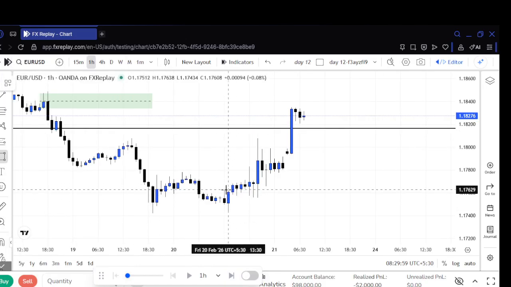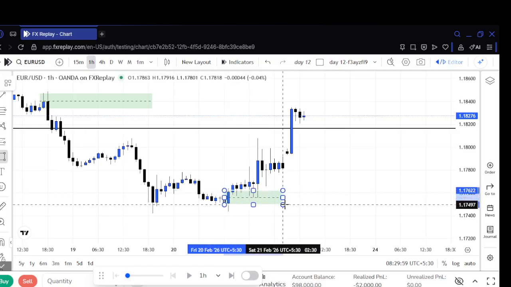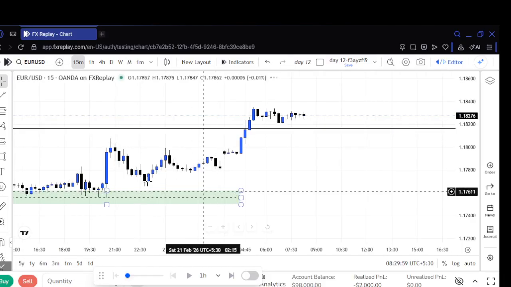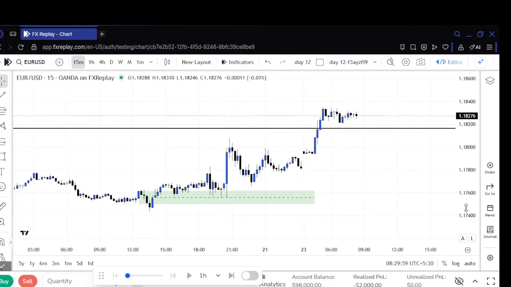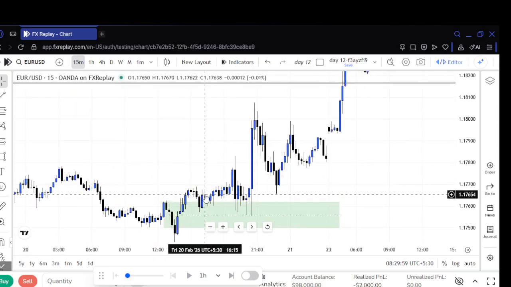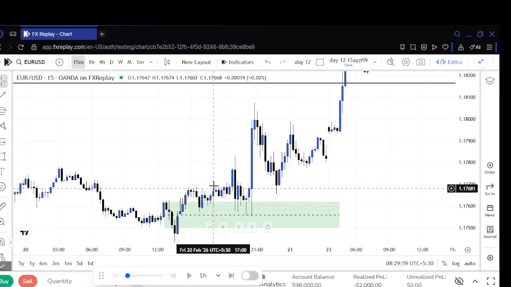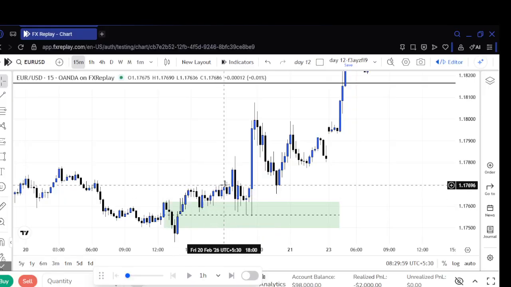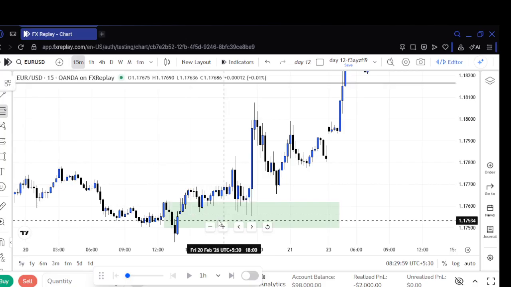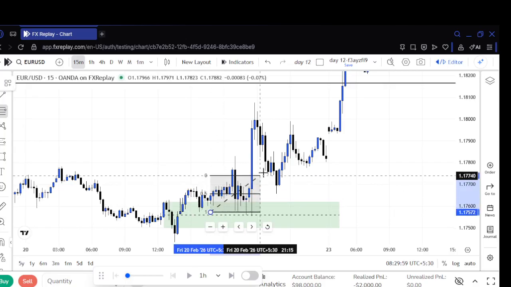I think we are missing a lot of entries here. We missed our entry here. We should have gone for the 1 hour 15 minutes here, engulfing here. We should be waiting for the market structure to shift. After shifting, we can be doing a high to low.